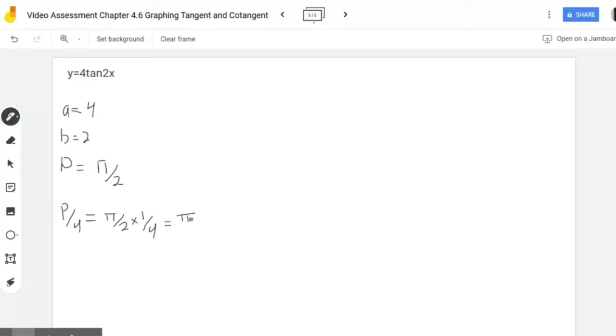Now we want to go ahead and use this to plot our points. So I'm going to show you. I'm going to sketch two periods, and I'm going to show you what that kind of looks like. So we're going to go ahead. I'm just going to start drawing the lines. That way we don't waste time.